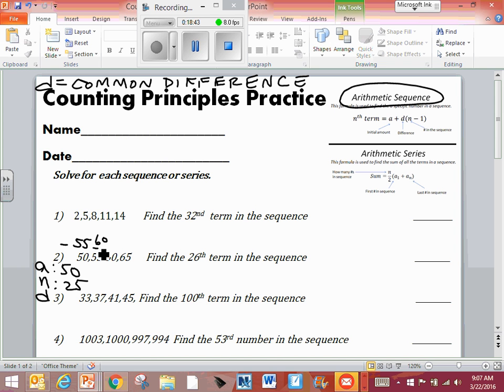What's the answer you get when you subtract the 2 numbers? In this case, it's going to be a what? What's the D, the common difference? 5. 55 minus 50 is a 5. 60 minus 55 is 5.